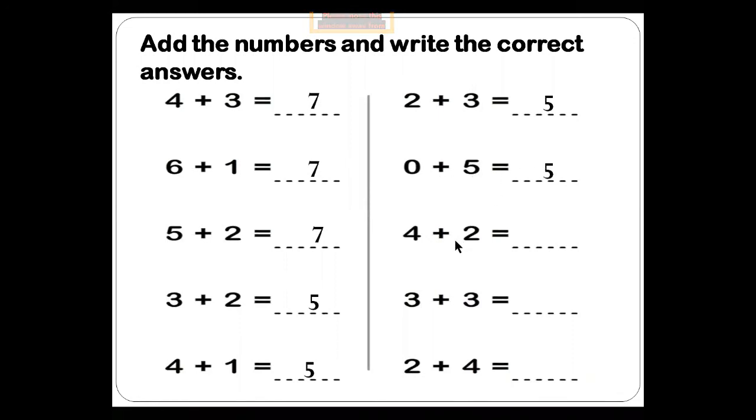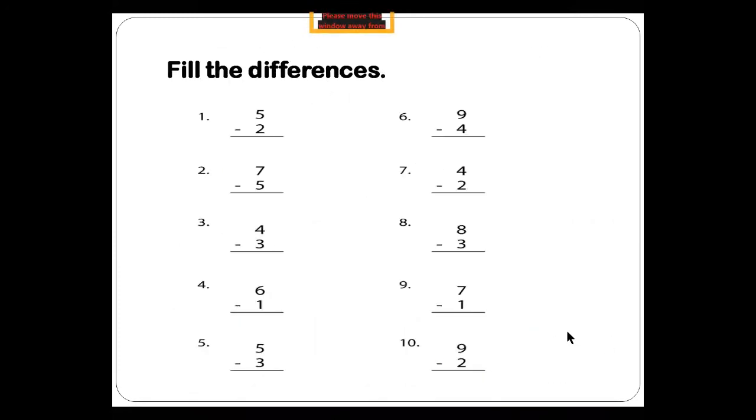Now we have to make the next number. 4 plus 2, 6. 3 plus 3, 6. 4 plus 2 plus 4, 2 plus 4, 6. So we make the 6 by the different numbers.